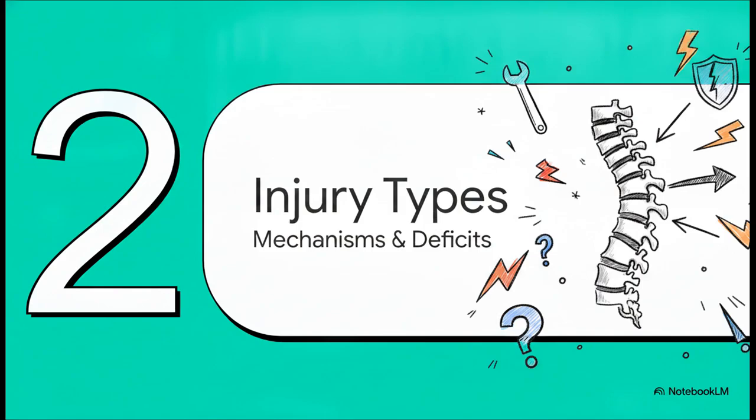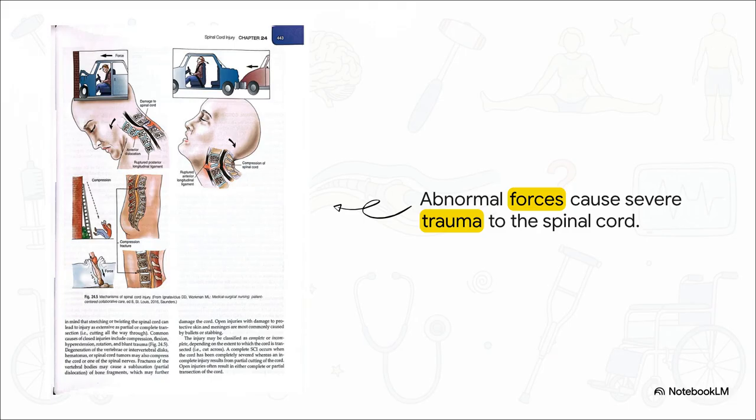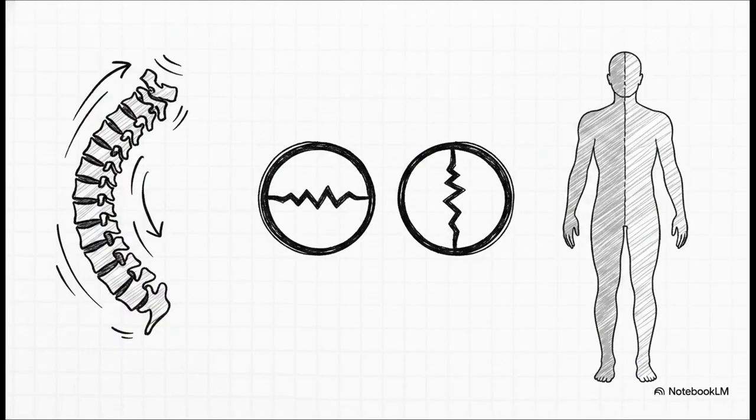Moving right along to Section 2, types of spinal injuries. How do these injuries actually happen? Usually, it's the result of abnormal, violent physical forces causing severe trauma to the cord. Think about hyperflexion. We see this a lot in head-on car crashes where the neck is just violently whipped forward. Then you have hyperextension, which is like hitting your chin on a steering wheel and bending the neck way too far back. And finally, compression. This often happens from a vertical fall, where the vertebrae physically crush down on each other, literally sending bone fragments right into the cord.